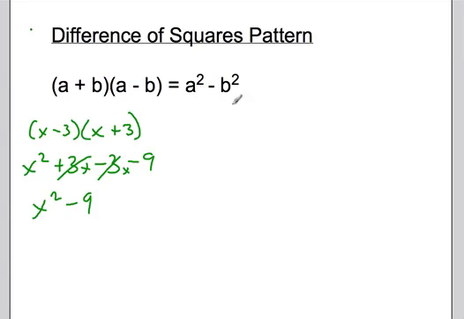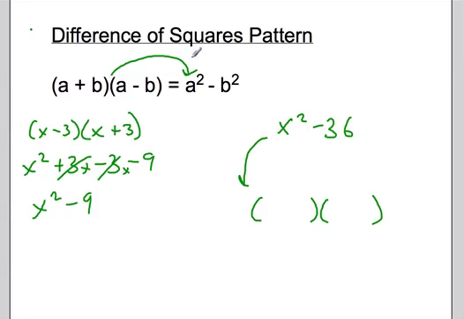Also, if you have an expression like a squared minus b squared, for example, this expression, x squared minus 36, then you can work backwards and find out what two factors multiply to give you this. Okay, so if we go from this to this, that's expanding. And if we're going backwards, that's factoring.